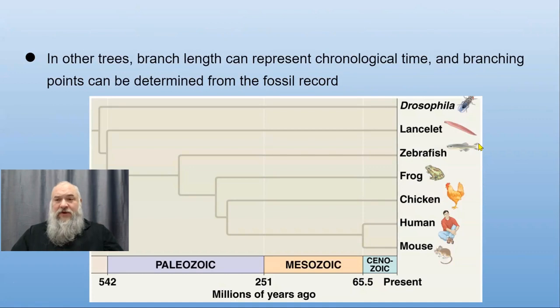In other trees, the branches can represent absolute time, chronological time, not number of changes. Here you can see about when the human and the mouse separated, or when the chicken and the human and the mouse separated, right there. When we separated from the fish, or from the lancet and we developed a backbone, or when arthropods separated from us, all the way back 542 million years ago.